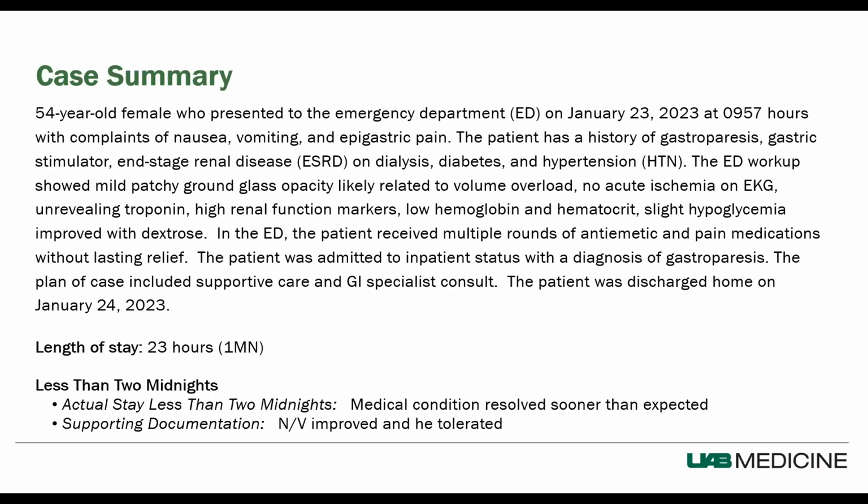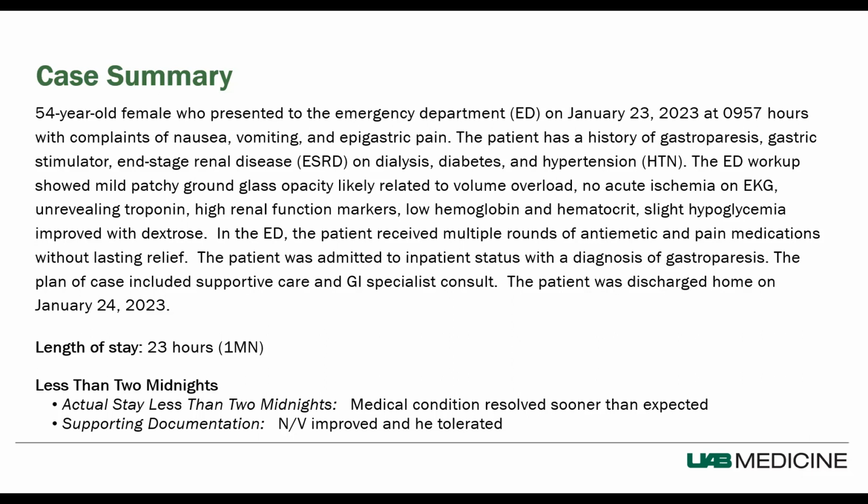This next patient was a 54-year-old who came to the emergency department with nausea, vomiting, and epigastric pain. History of gastroparesis, gastric stimulators, on dialysis, diabetes, hypertension. ED workup shows mild ground glass opacities, likely volume overload, no ischemia on EKG. Troponin is flat and stable. Renal markers are where you would expect for a person like this.